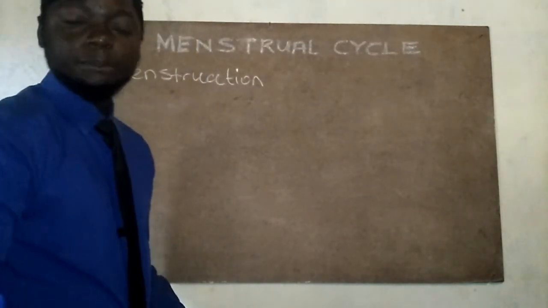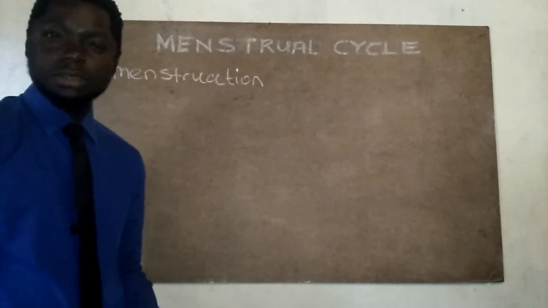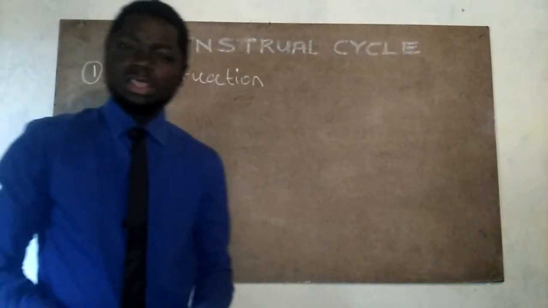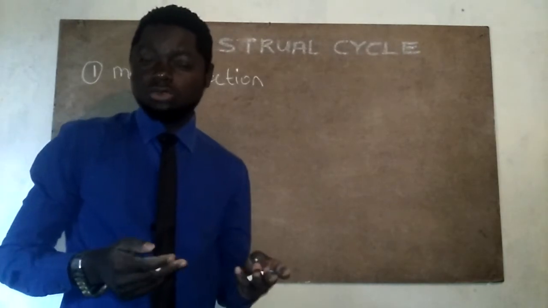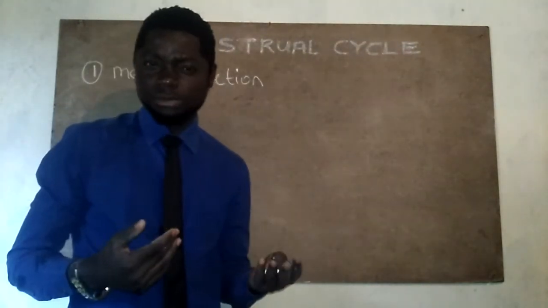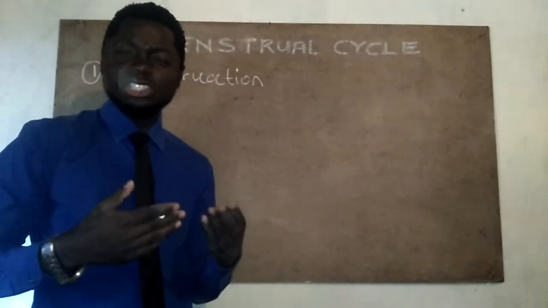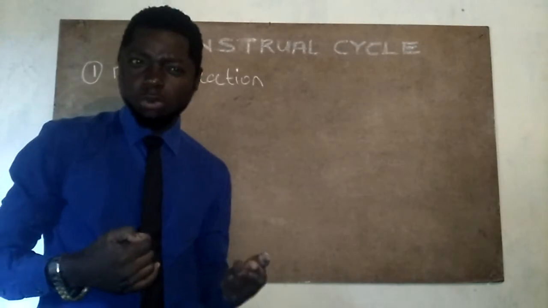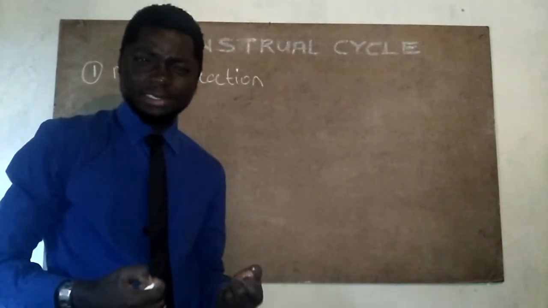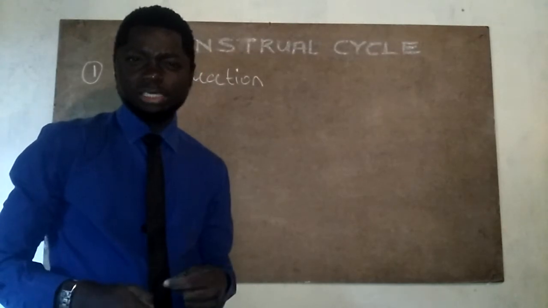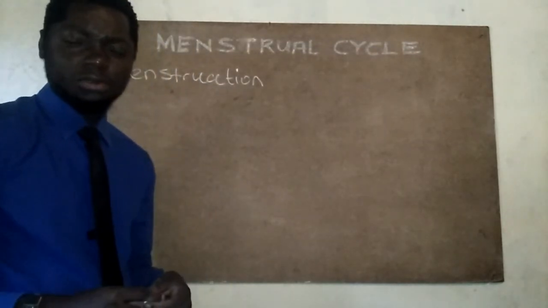So the first phase is the menstruation, and just to put it in simple terms, this is what we call the period. This is the discharge of blood together with some uterine contents which were not fertilized, which are not needed by the uterus, via the vagina. And it is the first day of the menstrual cycle.